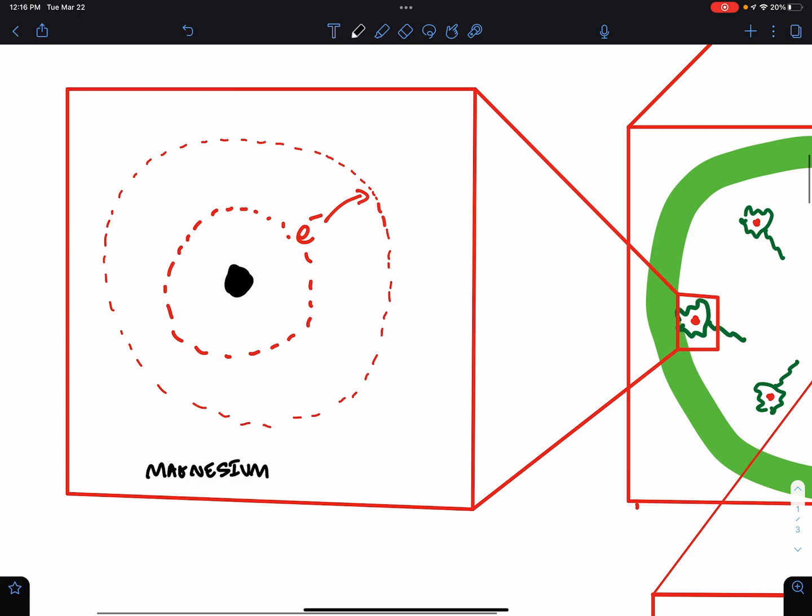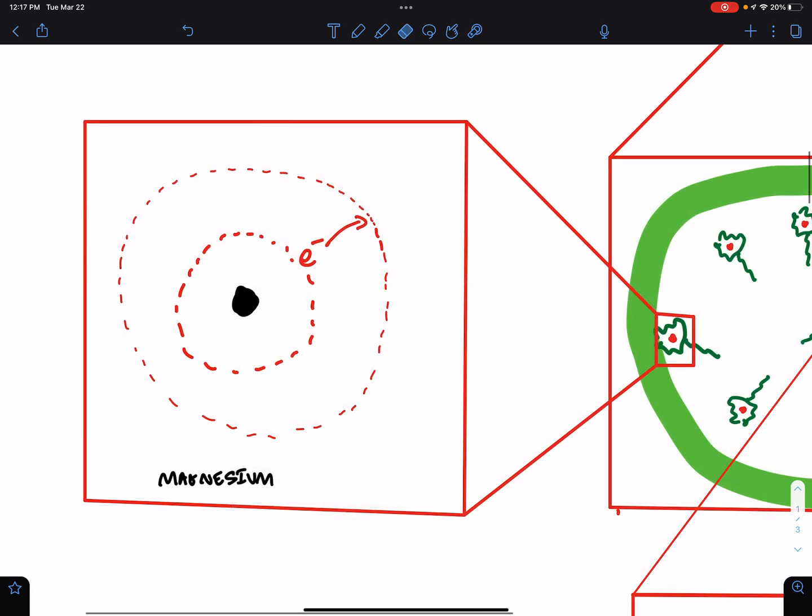So magnesium is a metal atom. Here is its nucleus, and then here it has some electrons. And metals, one of their characteristics is that they easily accept and then give off electrons. It's why we use them for wires, for example, for conducting electricity.